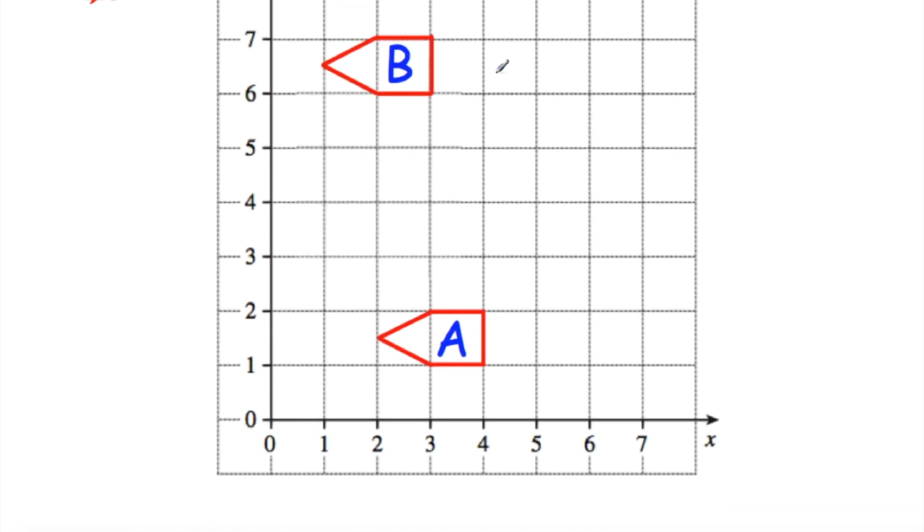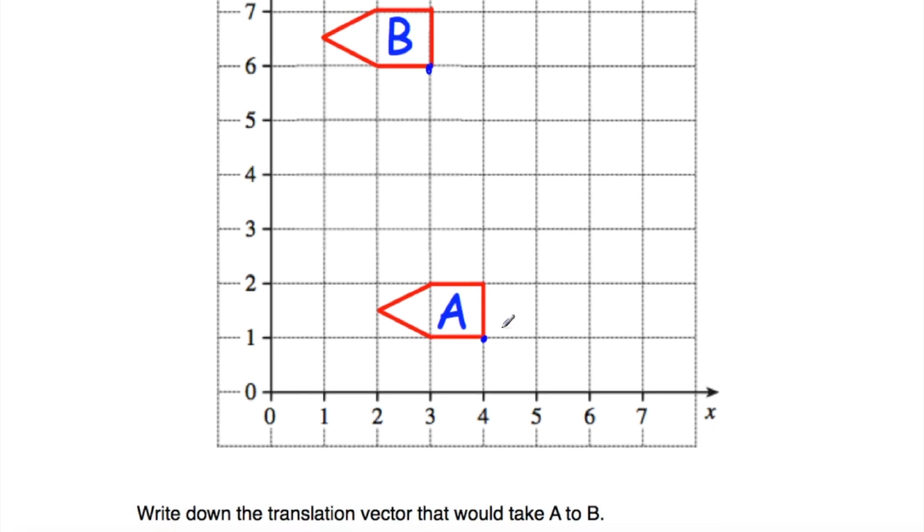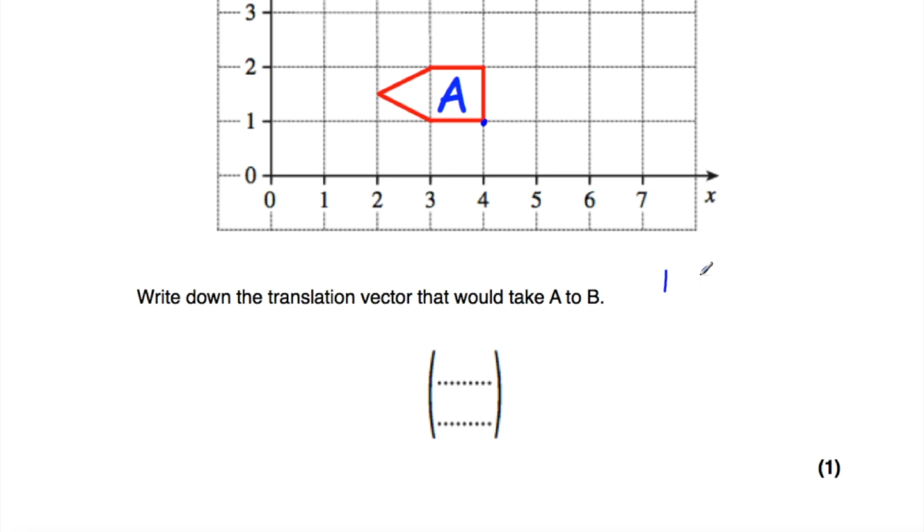Now what I tend to do is choose 2 corresponding points. So I'm going to choose the bottom right hand corner here and this bottom right hand corner here and think, how do I get from here to here? We're going from A to B, as the question says. So to get from A to B, we would go 1 to the left, and then 1, 2, 3, 4, 5 up. So 1 to the left and 5 up. Let's write that down. Now we need to write that as a translation vector.